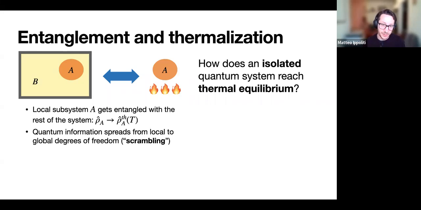And as an extensive amount of entanglement is generated, the reduced density matrix of A, so the state we obtain if we discard all the degrees of freedom that are in B, can become described by a thermal ensemble. So this is a thermal density matrix at a suitable temperature.